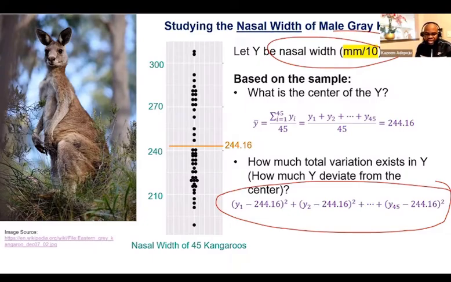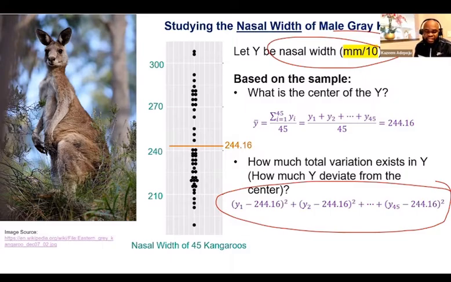So what are we trying to do now? If you really want to measure the total variation that exists in the response, because before we can actually decompose that, we need to, of course, figure out what is the total variation in the response before we can think of decomposing that. And that is exactly what we want to find now. So we are actually subtracting 244.16, which is actually the center, which is the mean NASA weight of the 45 kangaroos.